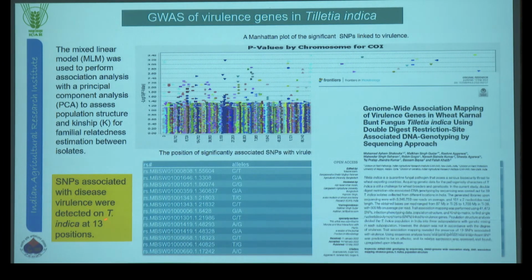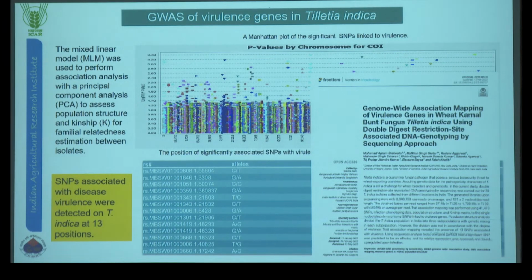These SNPs related to virulence are in 13 positions. So they are targeting trait-specific QTLs. Here we targeted virulence loci which have a role in virulence. If you know the virulence loci, the corresponding gene in the host can be identified.